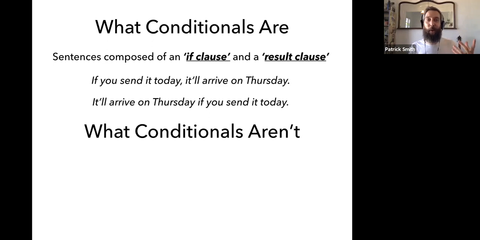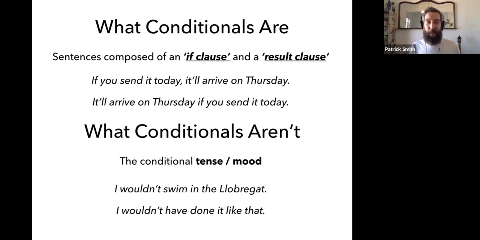We also need to consider what conditionals aren't, because it can be a little bit confusing sometimes. The conditional tense or the conditional mood, it's a difficult one to categorize. In reality, it's neither a tense nor a mood. Would is actually a modal verb in English. Having said that, it's probably more useful to think of it as a tense or a mood. So if I say a phrase like, for example, I wouldn't swim in the Llobregat, that's not a conditional.